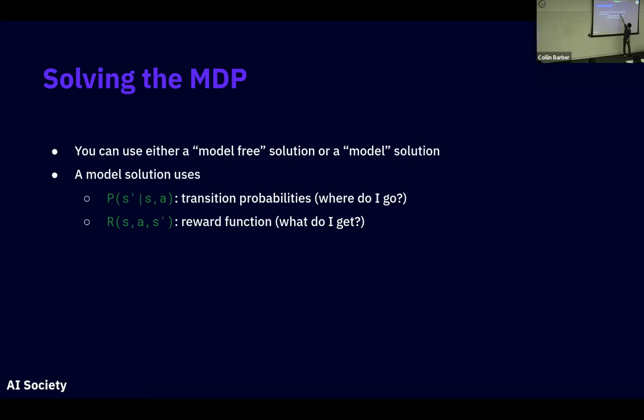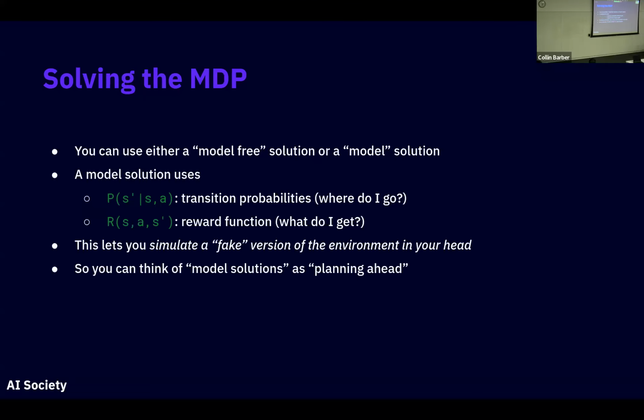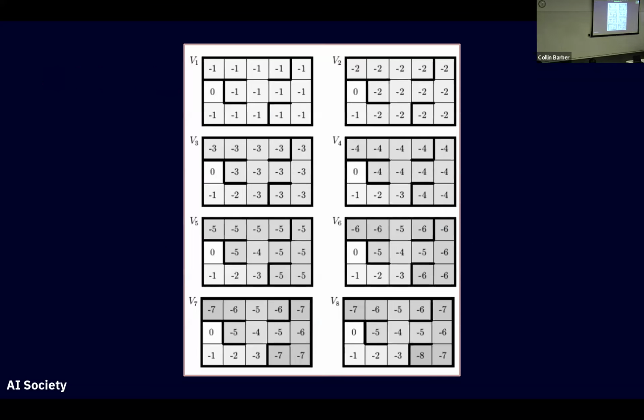So the idea is something that is a model solution takes in these functions. And as I said, it lets you simulate a faked version of the chessboard, and it lets you plan ahead. So I have one example we're going to look at a little bit, which is maze solving.